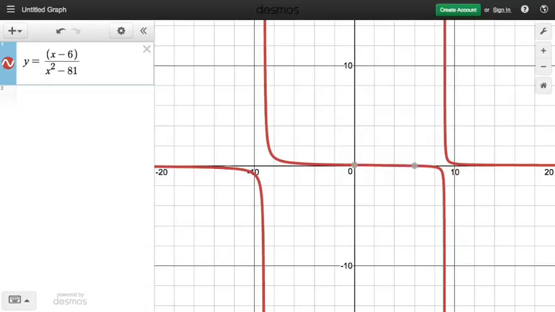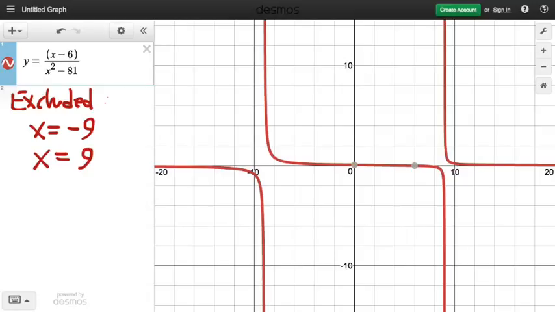So now my question is, based on the work that we did a minute ago, we found the excluded values of this rational expression were, respectively, negative 9 and positive 9. My question to you is, how is this graph telling us that story? What do you think? If I were to ask you where is there a point on this graph, on the red graph, that has an x-coordinate of negative 9? What would you say? I'd be coming over here to negative 9 on the x-axis and looking for a point on my graph that has an x-coordinate of negative 9.